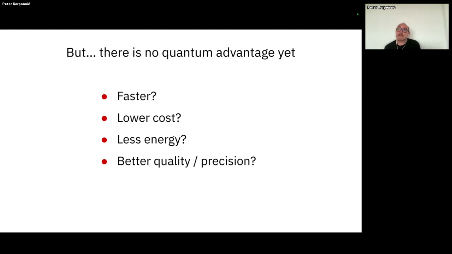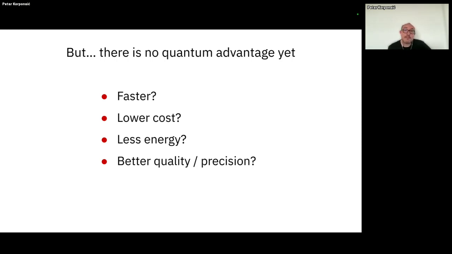So the speedup, this quantum advantage, is still theoretical. We still didn't reach the point where quantum computers are better, but this is improving almost every day. Not only every year, almost month to month, we have better and better quantum computers and better solutions. And I will tell you why.